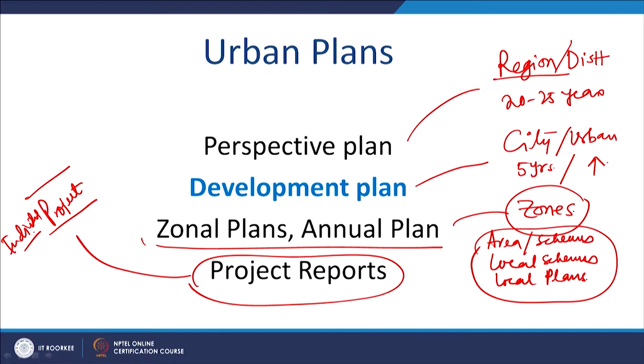So, these are the categories and hierarchies of the technical documents which we make under planning: perspective plan, development plan, zonal development plan, annual plan, and project reports. Mostly, if you work at the city level, you will be formulating the city development plan or urban development plan, zonal plan, local area plan or area development schemes, and the project reports. But at times you will come to the perspective plan and the higher level of plans, with which you have to integrate your plan.